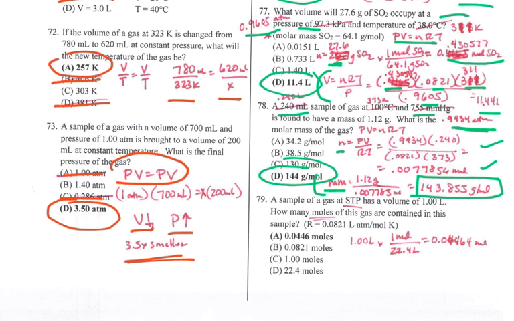Answer D. Now the last problem here, I almost thought that was PV equals nRT, especially since R is given. And that's true. You can do this with PV equals nRT, how many moles, that would be a big clue. But since it is at STP, I can just use 22.4 liters per mole. So 1 liter times 22.4 liters per mole equals 0.04464, which is answer A.